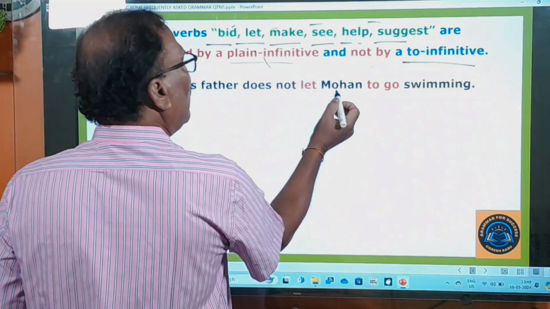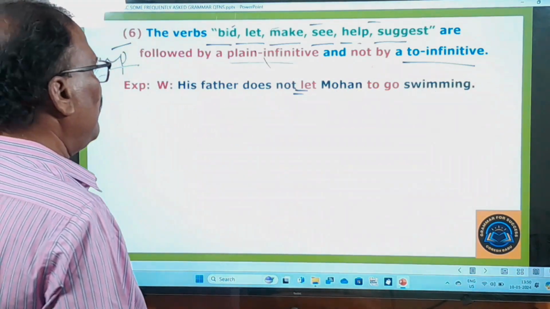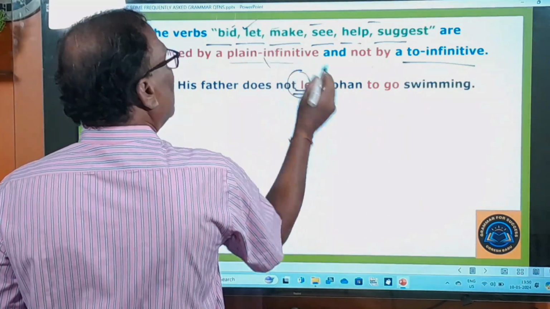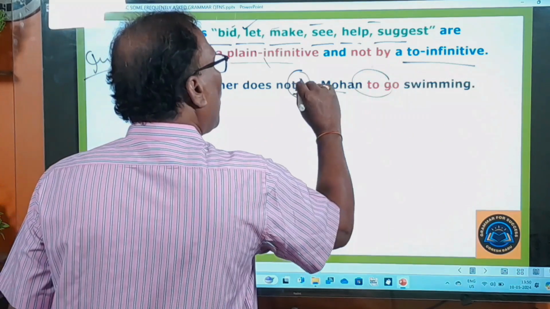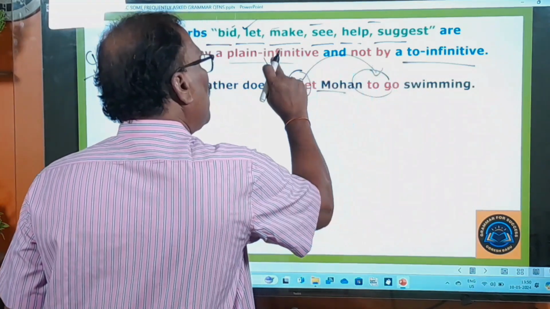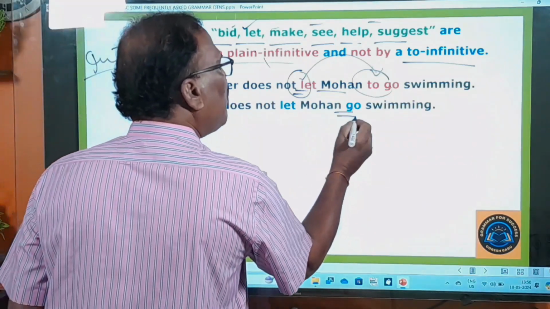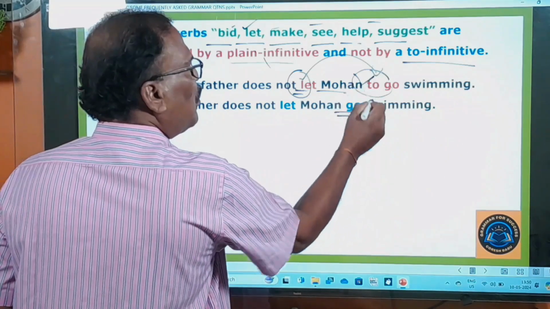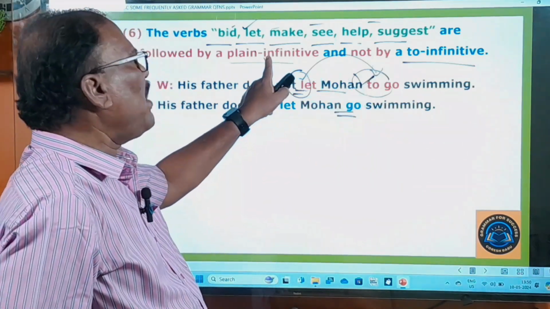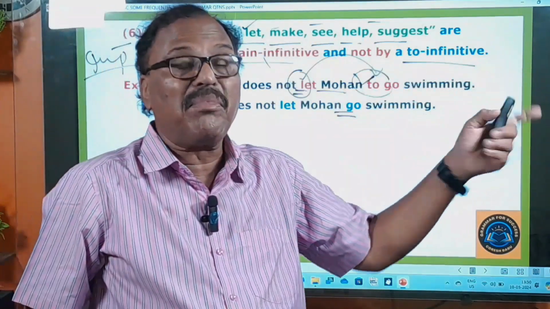His father does not let Mohan to go swimming. Let is there: let Mohan to go. This verb let does not take a to infinitive after it. It takes only a plain infinitive. Therefore, you have to say, his father does not let Mohan go swimming. If you drop to from the to infinitive, it becomes a plain infinitive. Remember, these verbs only take a plain infinitive after them.